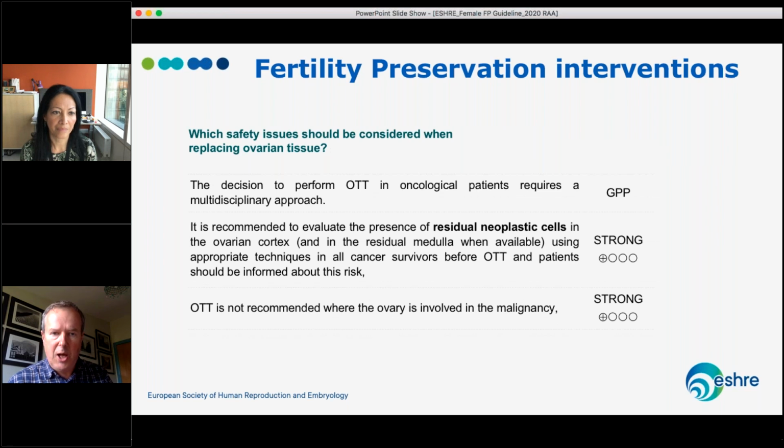Replacement of this tissue is, of course, the main consideration. Regarding that, the presence of residual neoplastic cells is a very key consideration, and we didn't recommend that this whole process should be performed when the ovary is involved in the malignancy.